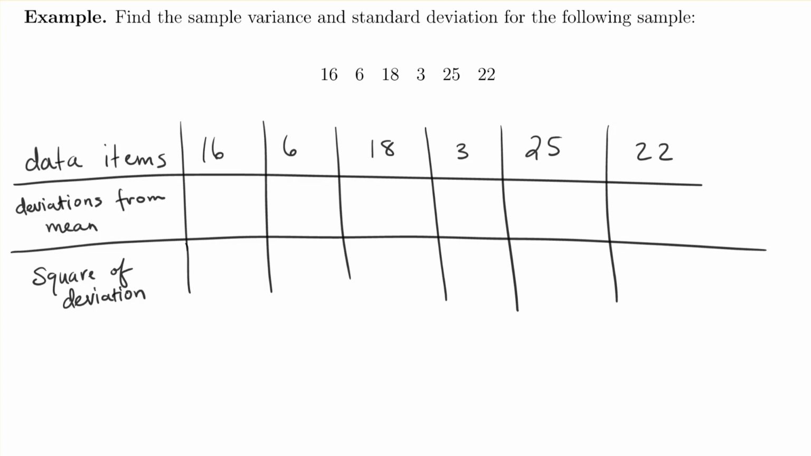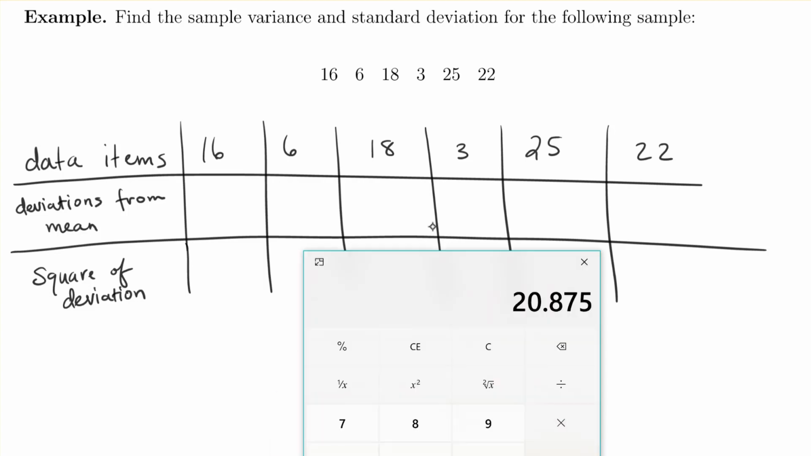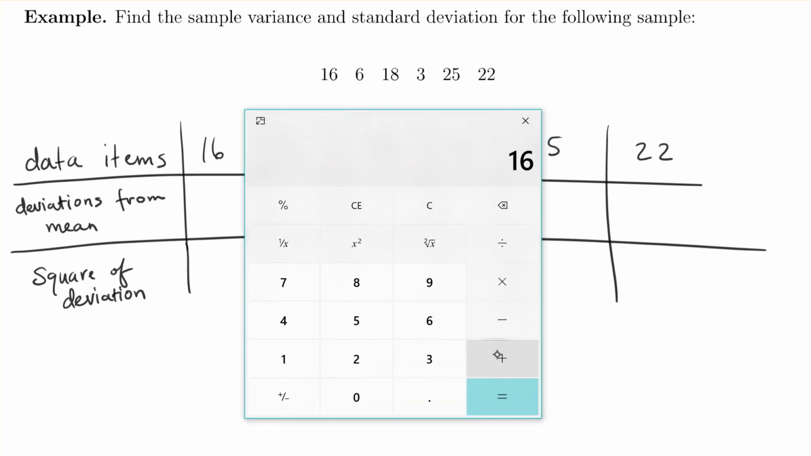So here, I know that I need to find the deviations from the mean, but I need to have the mean first. So the mean is 16 plus 6 plus 18 plus 3 plus 25 plus 22. Adding all those together, I get 90, divided by the fact that there's 1, 2, 3, 4, 5, 6 items. So my mean is 15. Sample mean x bar is 15.